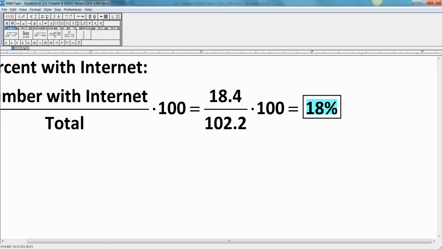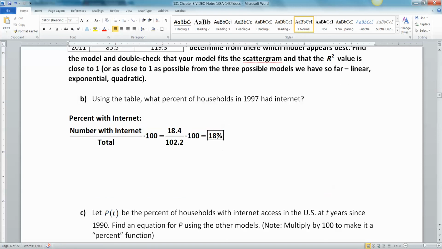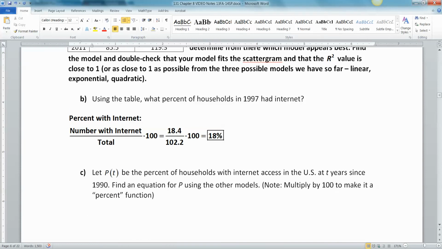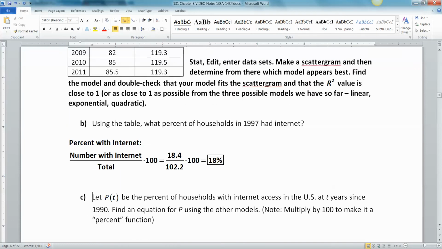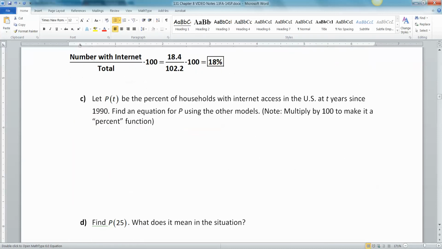There you go. So that's how to find a percent. You take your number that you're looking at, divide it by your total, and you multiply by 100. All right, so we're going to use that same idea to find an equation for any year, not just 1997. So we're going to take our I of t and divide it by our U of t.